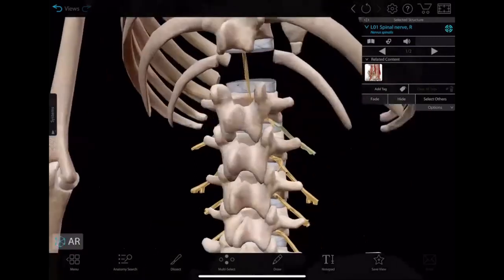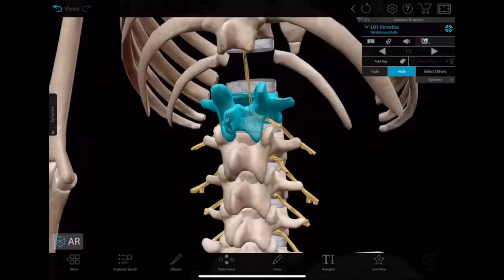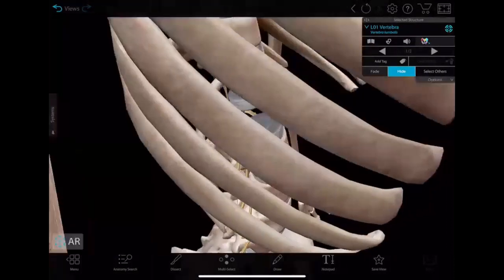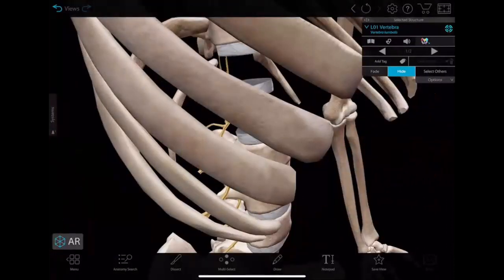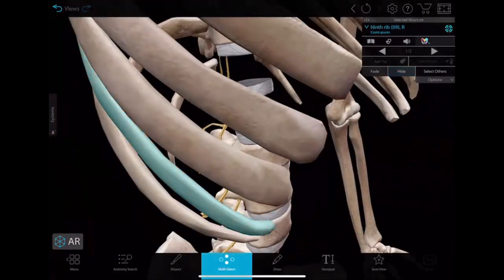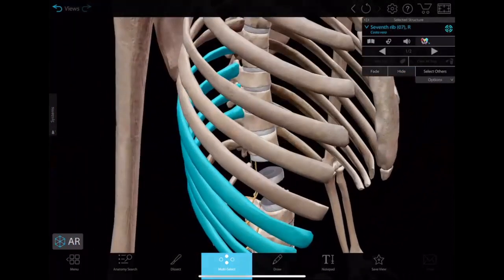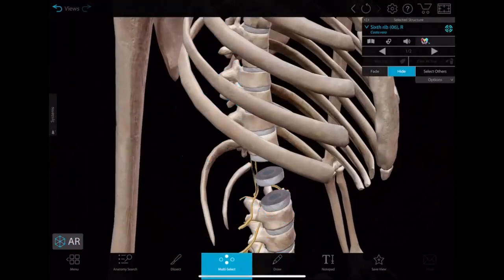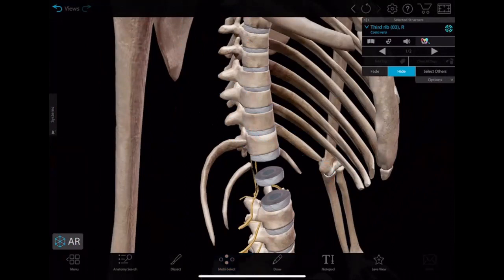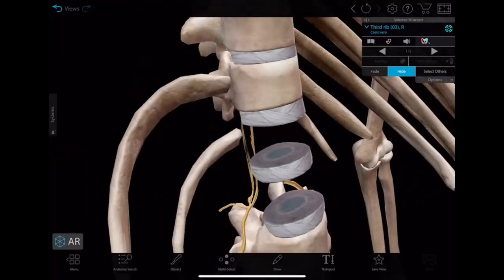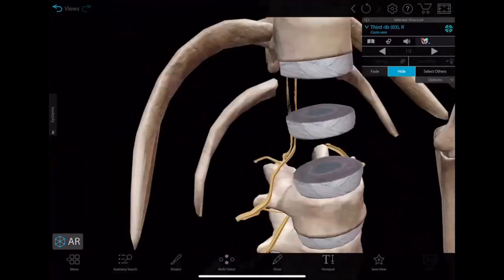Okay, let's remove this. One minute, please wait. So you see, sorry.